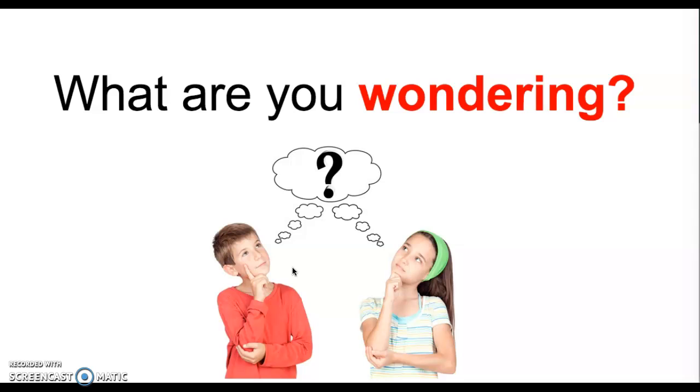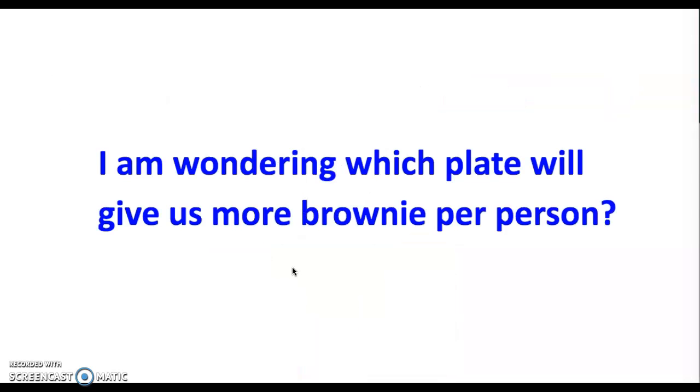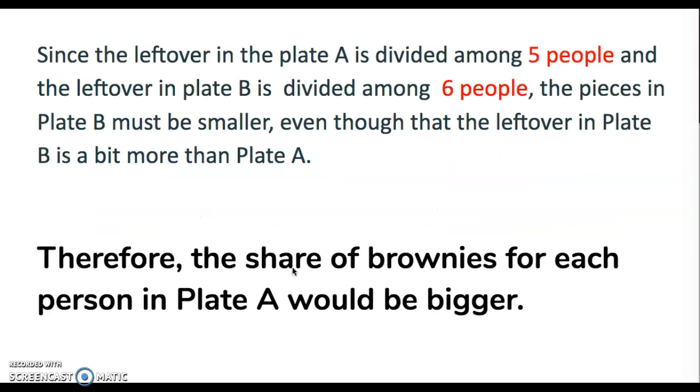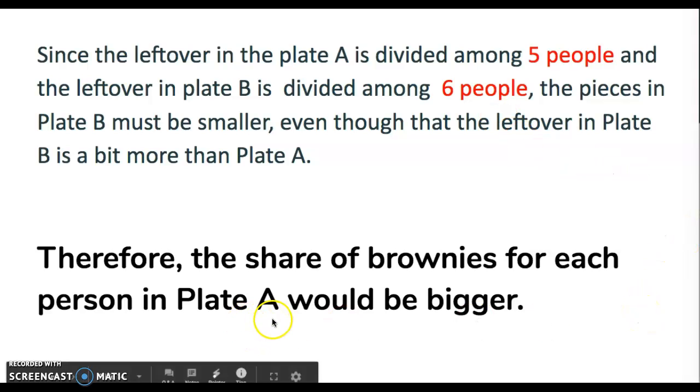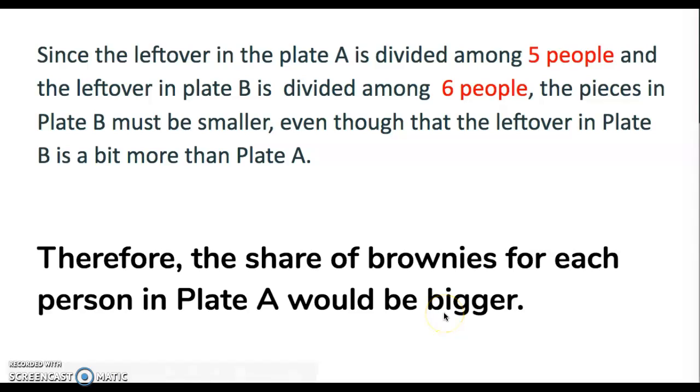So what are you wondering now? You're wondering which plate will give us more brownie per person. Since in plate A, the leftover brownie is divided among 5 people, and in plate B, the leftover is divided among 6 people, you might conclude that the share of brownies for each person in plate A would be bigger.